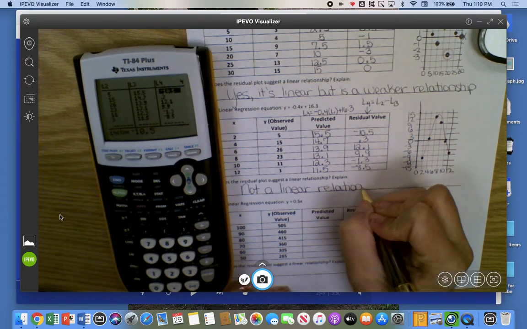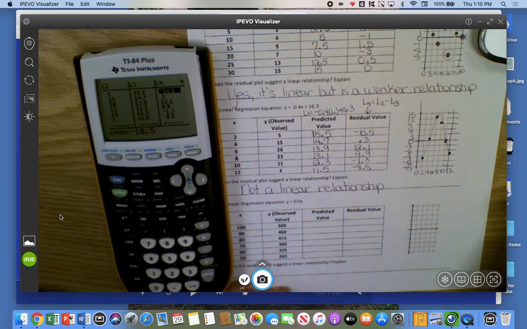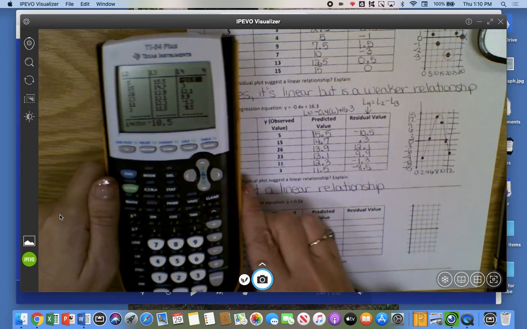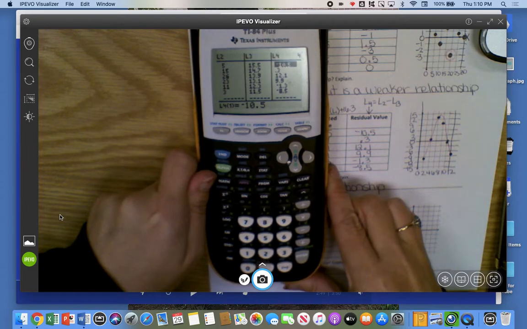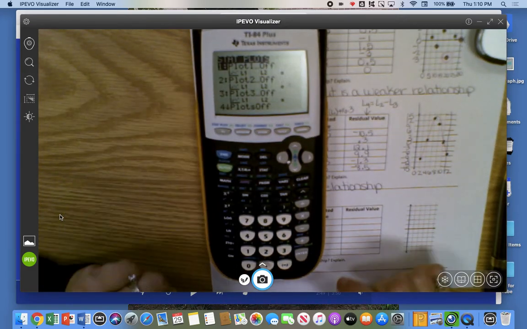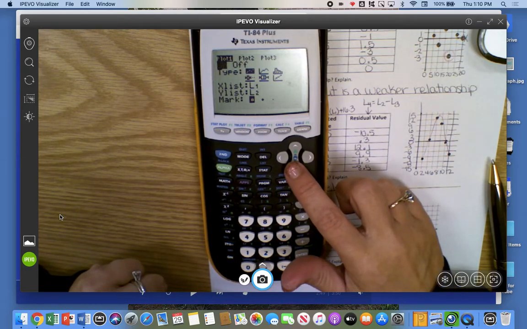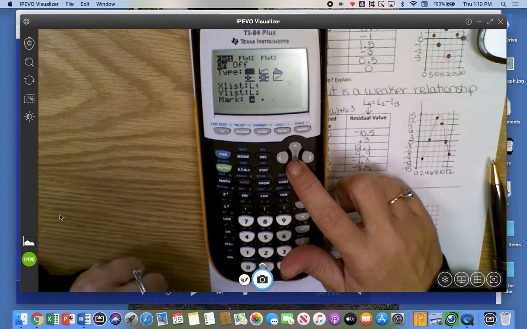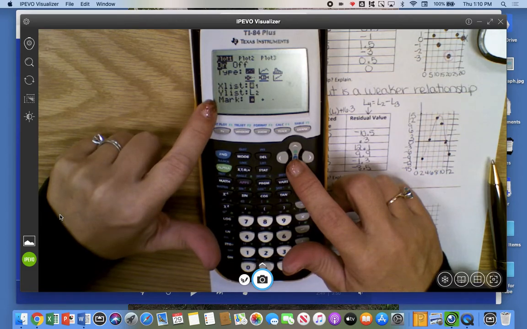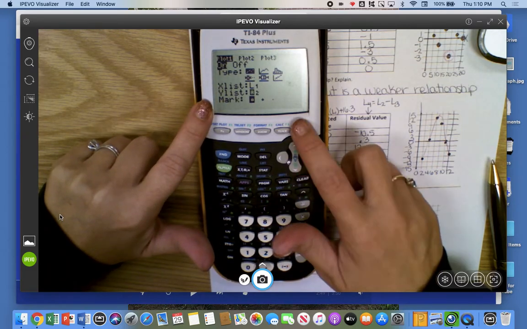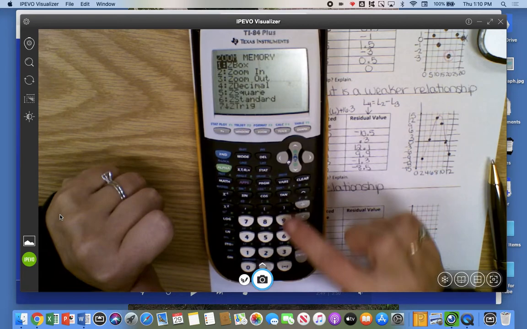relationship. Now I do want you guys to see what the actual scatter plot looks like, and this is things that we've done. So I am going to turn on my stat plot. And if you guys can see, I got my X list in L1 and my Y list in L2. And I'm going to hit graph, and I'm going to zoom 9 so I can see it all.